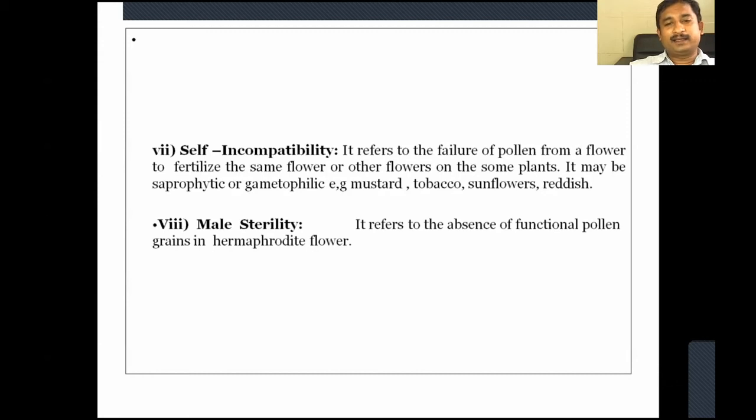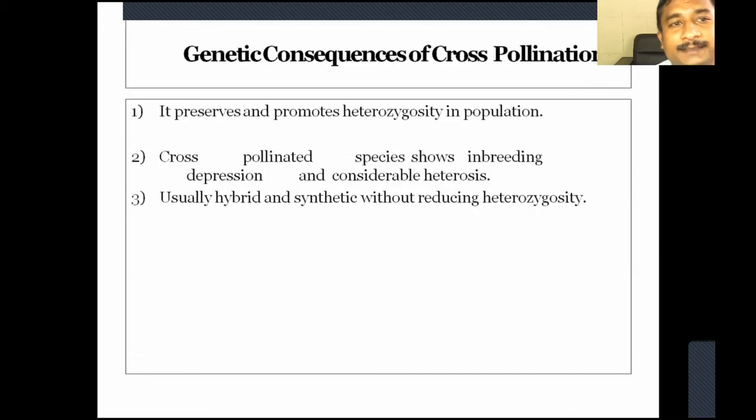And there is another typical example. This is called sterility. It means there won't be any functional pollens. Pollens are sterile. That is male sterility, and that leads to cross-pollination. There are also different excellent mechanisms in nature to promote cross-pollination.